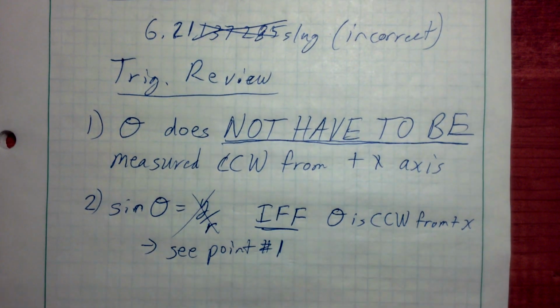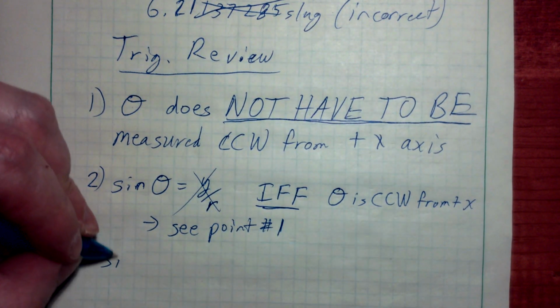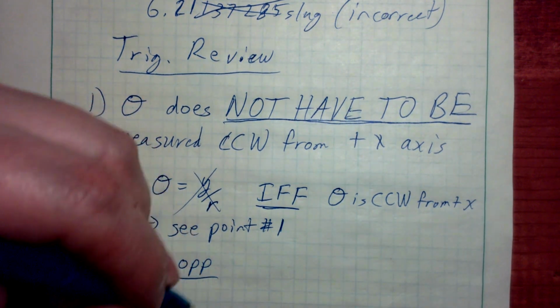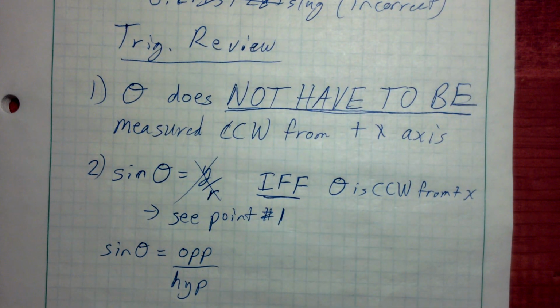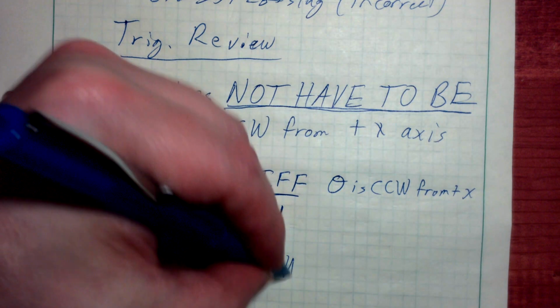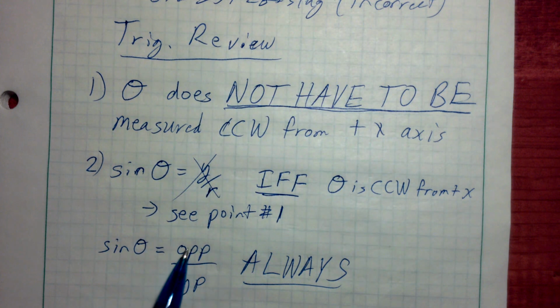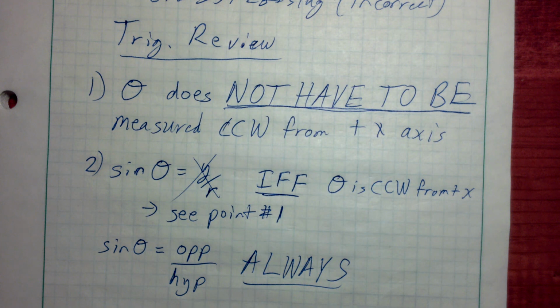I would strongly encourage you to not use this, because this is what always works. Sine theta is always opposite over hypotenuse. I am hoping they taught you SOHCAHTOA or something like that when you took a trig course or have learned trigonometry. This is always true. Always. Sine is always opposite over hypotenuse. Very rarely is it going to be y over r for us, especially once we get past chapter 2 and 3. Very rarely is theta going to be measured counterclockwise from the positive x-axis.